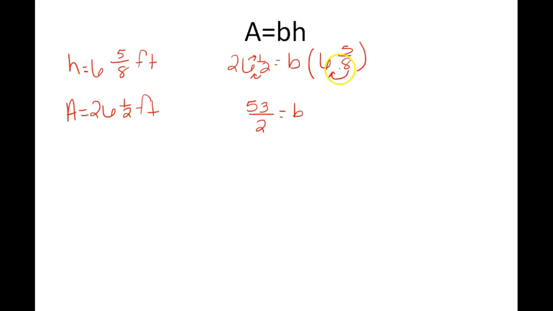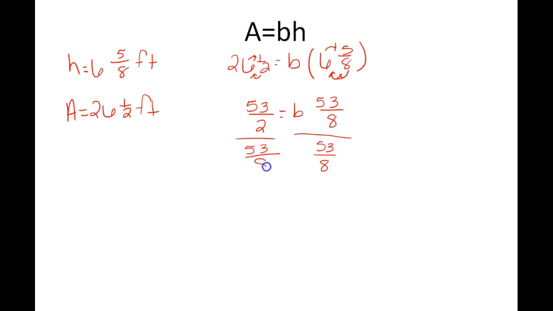It's easy to remember. You multiply the denominator times the whole number. And then you come up here and add that product. So you have 6 times 8 is 48 plus 5 is 53. So you have 53 over 8. You are going to do the same thing. We have b times 53 over 8. And so that means we're going to have to divide both sides by 53 over 8.